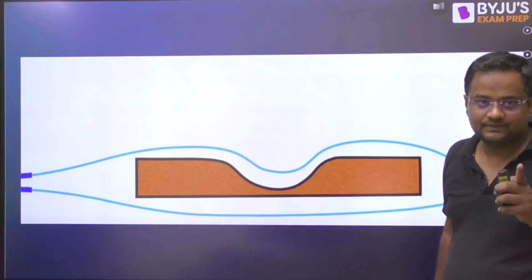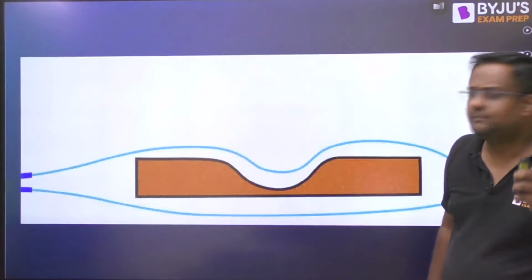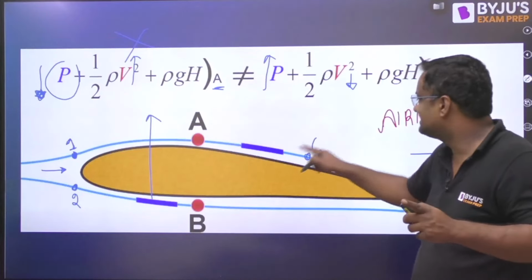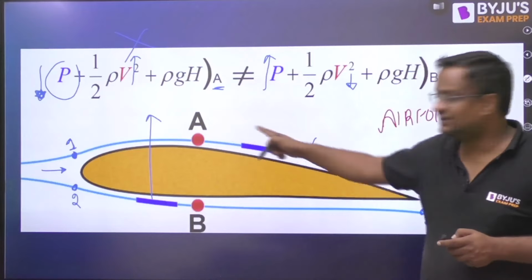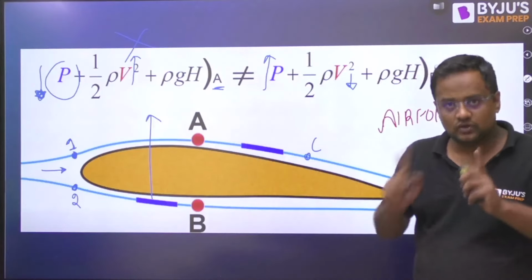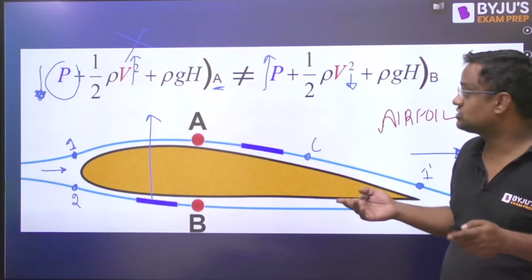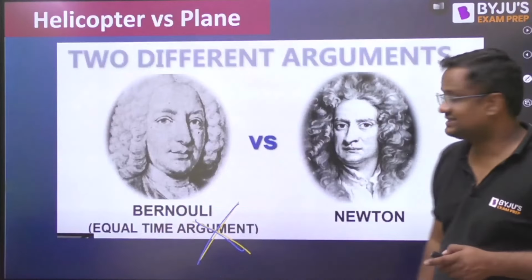The second wrong, guys, is that the Bernoulli principle is applied on the same streamline. Here in A and here in C you can apply it, not on different streamlines. In A and C you can apply, not at A and B. Okay, so two things are wrong: equal time and this. Now, sir, if this is wrong, that every book is telling you, what is the correct one?